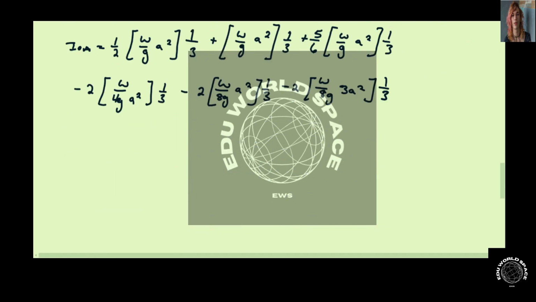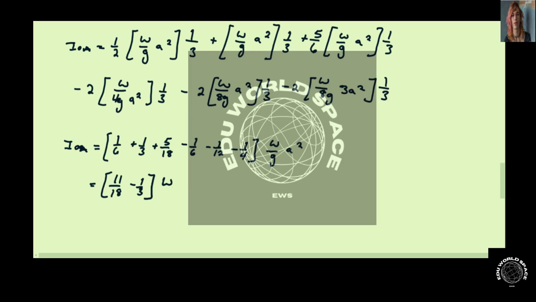And now what we have is IOA equals 1/6 plus 1/3 plus 5/18 minus 1/6 minus 1/12 minus 1/4. So I'm just going to put in parentheses W/g a squared equals 11/18 minus 1/3 W/g a squared, which equals 5/18 W/g a squared. Okay, and that's the answer, guys.